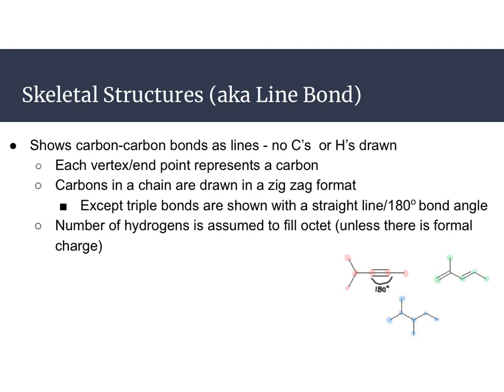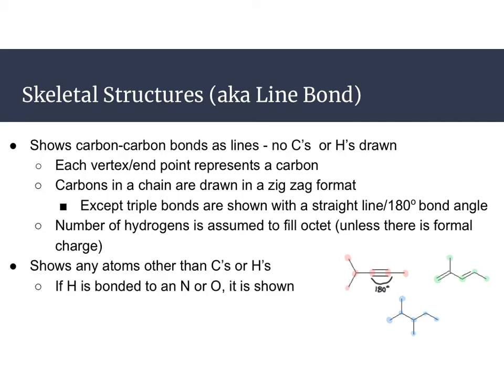All right. So, like I just said, carbons are drawn in the zigzag format, except for the triple bonds, where we show a straight line with that 180-degree bond angle. And the number of hydrogens is assumed to fill your octet unless there's a formal charge, right? Which again would have to be indicated. And you're not going to draw any hydrogens unless they're bonded to an oxygen or nitrogen. That's the only time you will show hydrogens in your structure. Any carbon-hydrogen bonds are just eliminated. They're drawn as these zigzags, and they're assumed to fill the octet rule as needed. But if you do have a hydrogen on a nitrogen or oxygen, you will still draw that.